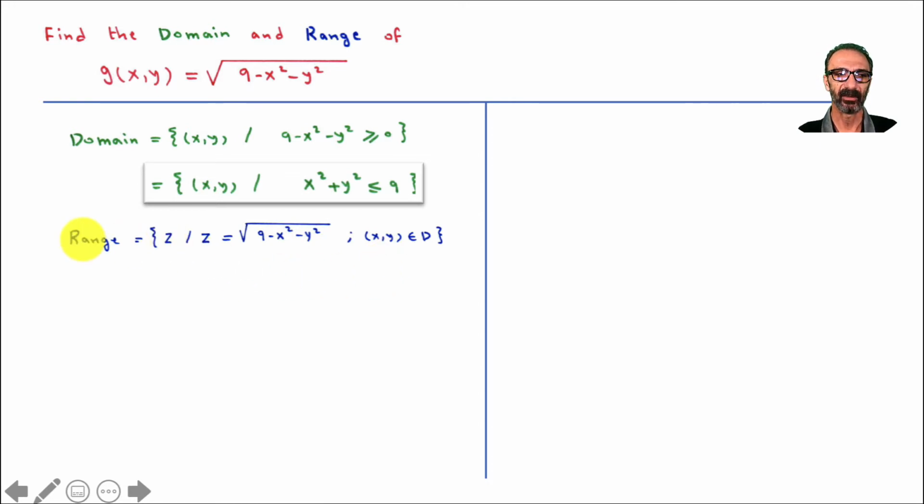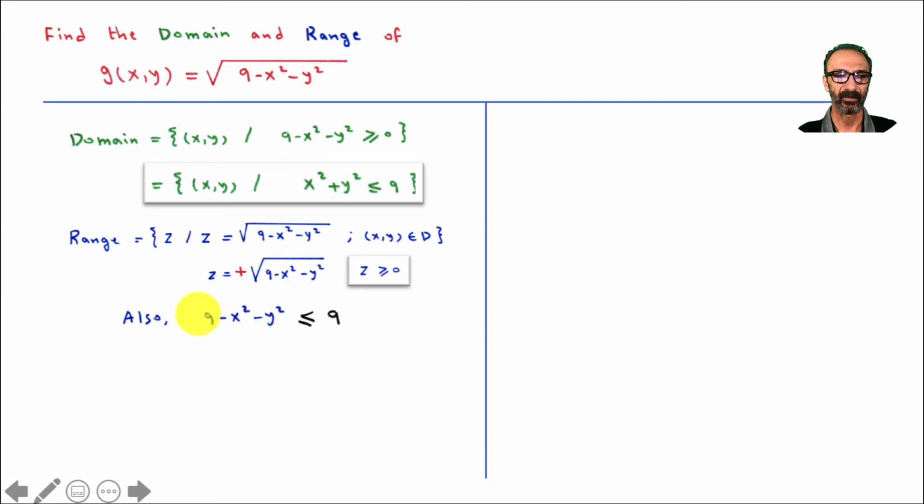But notice that the range is the square root. That means the principal square root. That means positive. So the z-scores, or the range, has to be positive, greater than or equal to 0, because if this adds up to 9, that's going to make it 0 also. 9 minus 9 is 0.